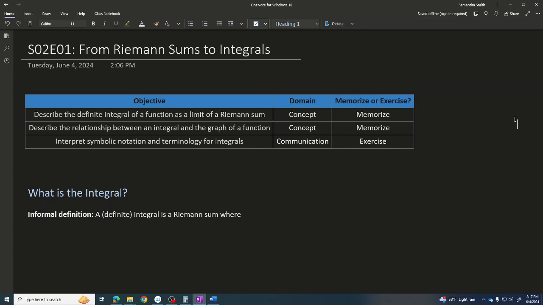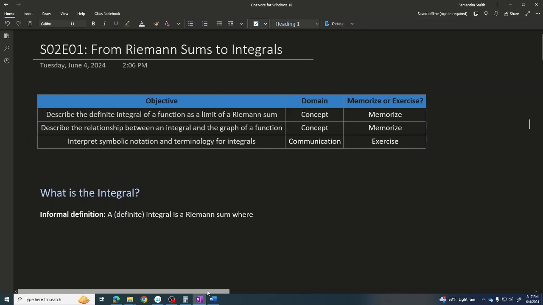Today we're going to be talking about what that means in more concrete, more formal, more careful terms. And to that end, we have our objectives for today. We're going to describe what's called the definite integral of a function as a limit of a Riemann sum. We are going to be talking about the relationship between an integral and the graph of a function, and we're also going to be exploring some symbolic notation and terminology for integrals.